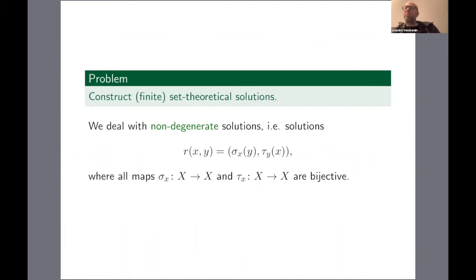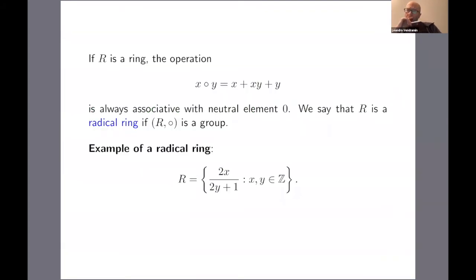Like the group generated by, say, the sigmas, or the group generated by the taus, or maybe the group generated by the sigmas and the taus and everything. So this is going to be the set, okay? And so the point is that this was a very interesting observation by Rump.